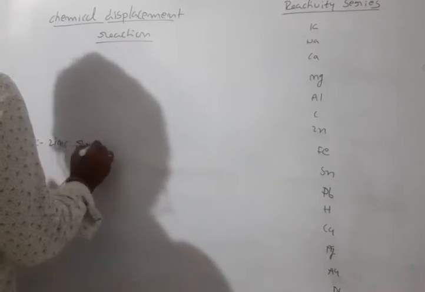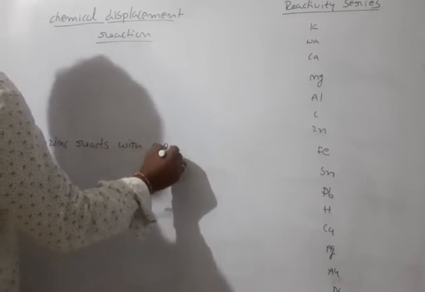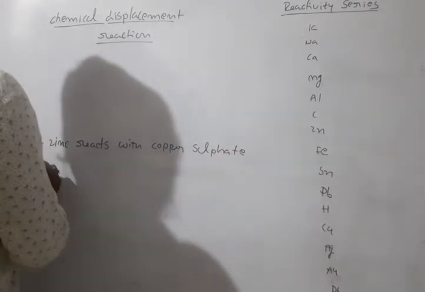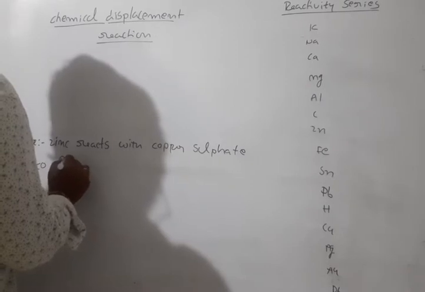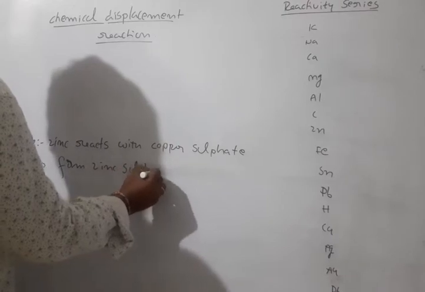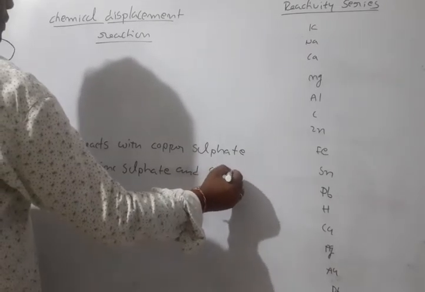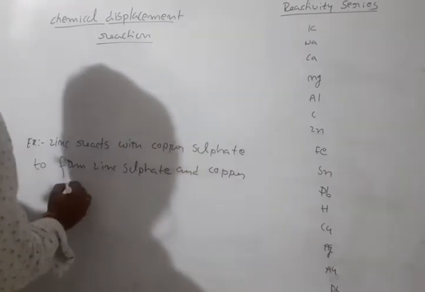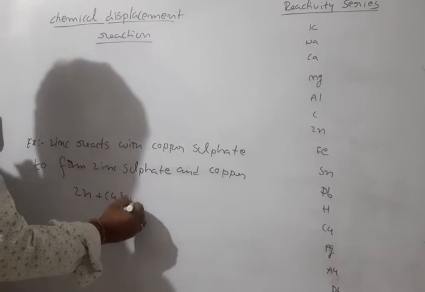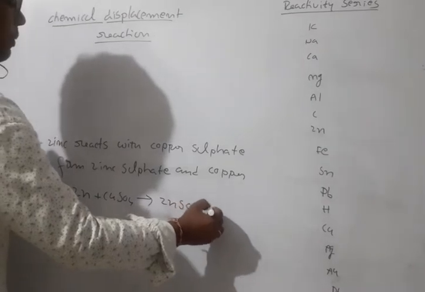Zinc reacts with copper sulfate to form zinc sulfate and copper. The chemical reaction is zinc, symbol Zn, copper sulfate, formula CuSO4. When both these two react, they form zinc sulfate, ZnSO4, and copper, symbol Cu.